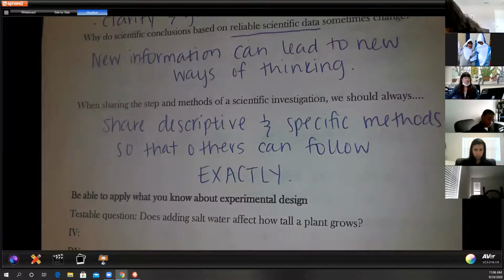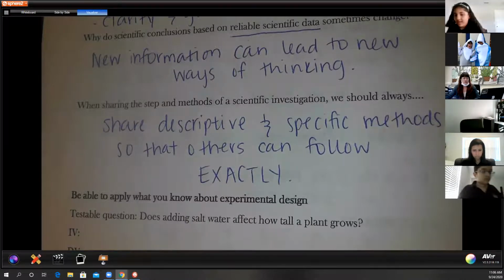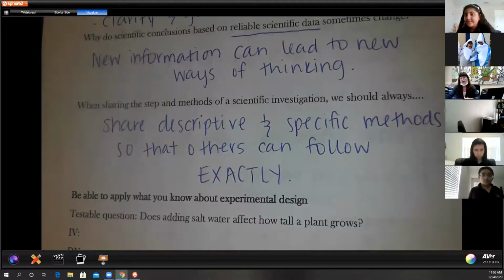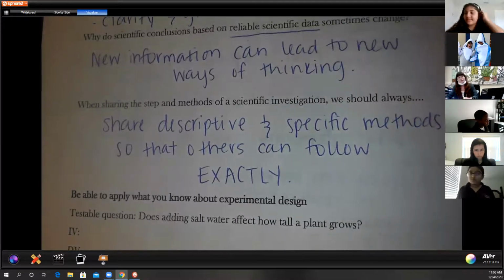Oh, Samyukta, I didn't even see your chat until just now. What did you say for inference? I know that it was a while ago. I said a prediction backed up with evidence. Oh, okay. I like that. A prediction that's backed up with evidence, because it applies more directly to what a hypothesis is, which is like the same thing as an inference. At least in science, we're just taking an English word and turning it into a science word. All right.